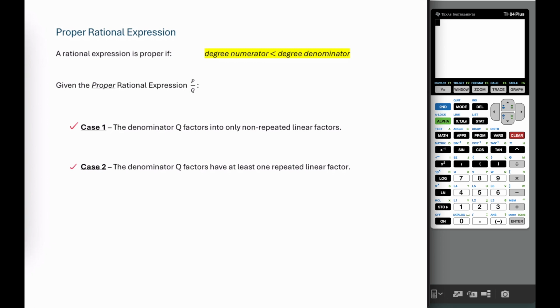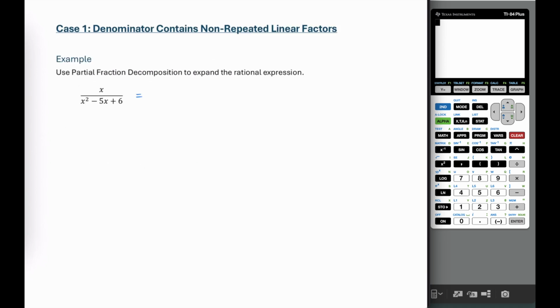There are two cases where the denominator of that rational expression would have linear factors. The denominator could factor into linear factors that are not repeated, or the denominator could have at least one repeated linear factor. In this video, we'll demonstrate case 1. So again, the overall objective is to split this rational expression into a sum or a difference.